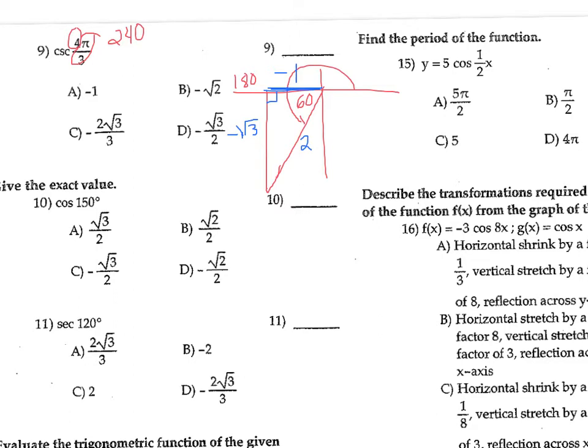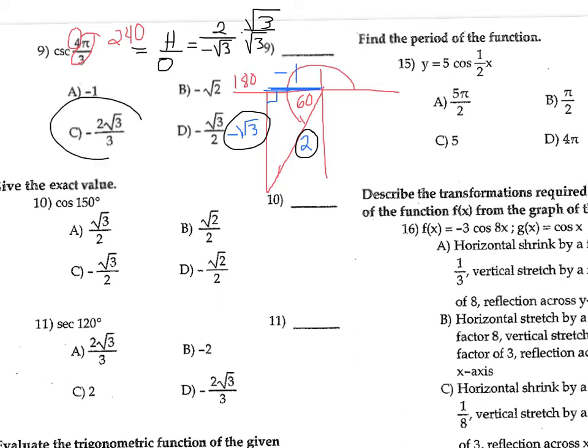Okay. So they want cosecant. The cosecant is just the reciprocal of sine, right? Sine is opposite over hypotenuse, so cosecant would be hypotenuse over opposite. So hypotenuse is 2. Opposite is negative square root of 3. So that is 2 divided by negative square root of 3. But then you rationalize. And the answer would be -2 square root of 3 over 3, which is C.